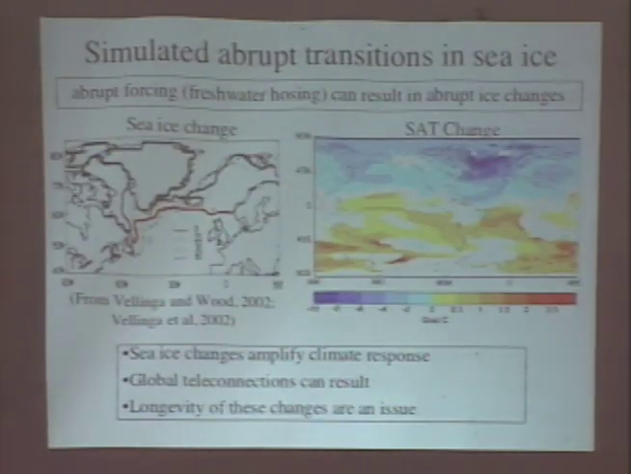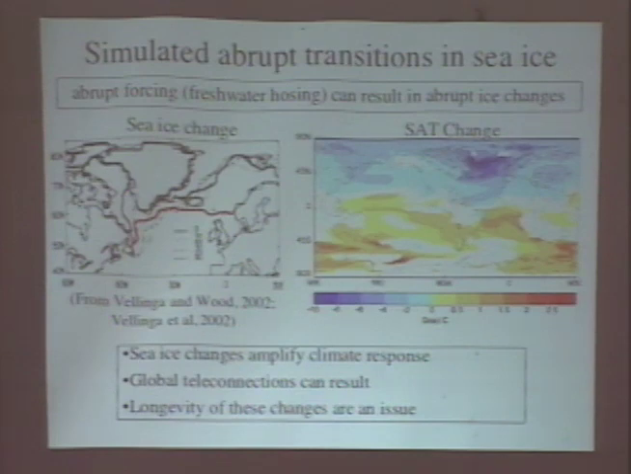So the way we can get real abrupt changes in sea ice is to really abruptly force the ocean and change the overturning circulation. So these are results from Vellinga and Wood, Vellinga et al. Why don't you tell me what you did to the initial condition to start these experiments?